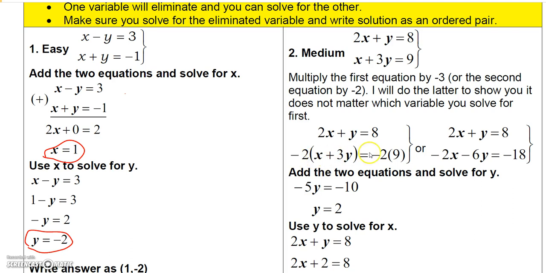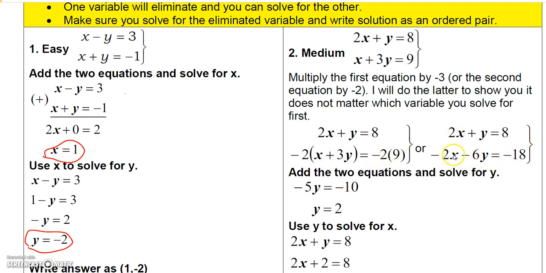Negative 2 times x would give me negative 2x. And see, that's what I wanted, so that when I add it to the first equation, those terms will cancel. But I also have to multiply the other terms by negative 2. So negative 2 times 3y would be negative 6y, and negative 2 times 9 would be negative 18.